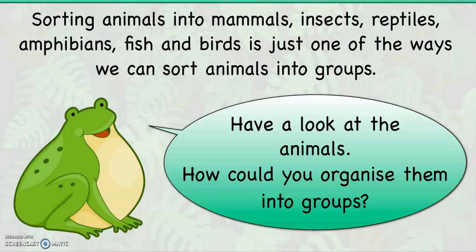So now we've looked at the main species of animals, we're going to be thinking about different ways that we can organise them, because sorting animals into mammals, insects, reptiles, amphibians, fish and birds is just one of the ways that we can sort animals into groups.